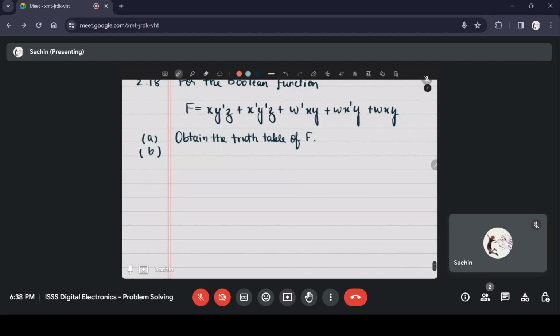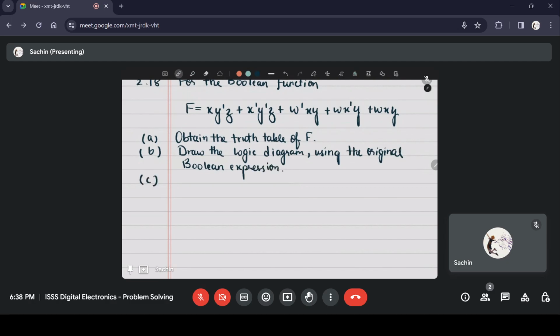Part B, draw the logic diagram using the original Boolean expression.